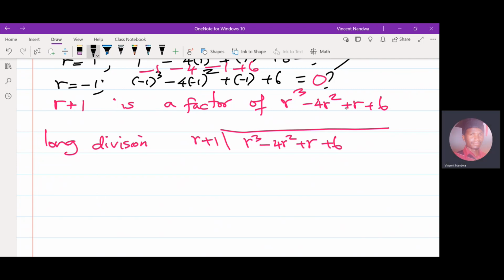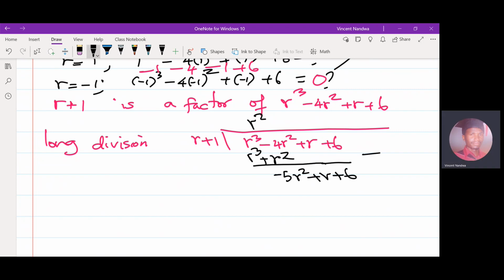Ask yourself, what should I multiply by r to get r to the power 3? r squared. So r squared by this will give me r cubed. r squared by 1 will be r squared. Then you subtract in the usual way, subtracting like terms. r cubed minus r cubed is 0. Minus 4r squared minus r squared will be minus 5r squared. Bring down this plus r. Bring down this plus 6.